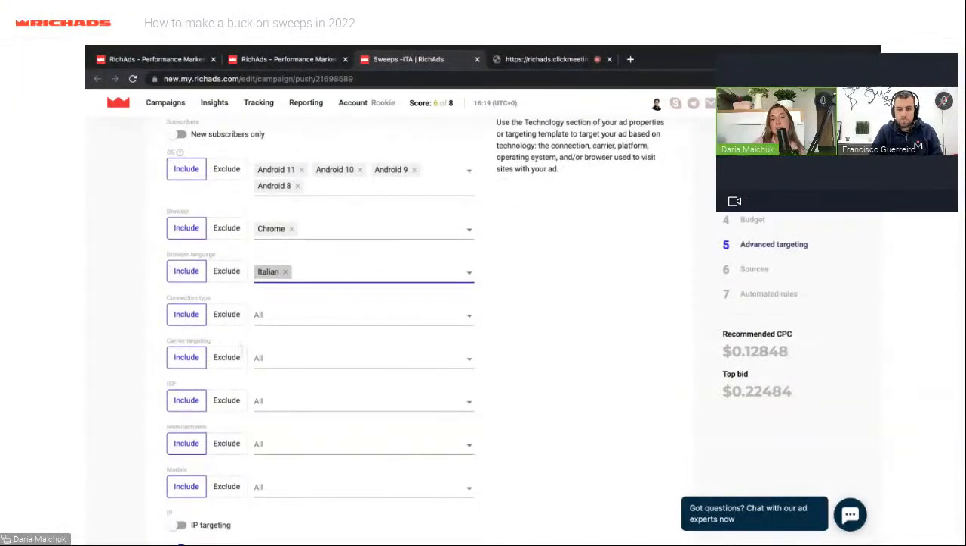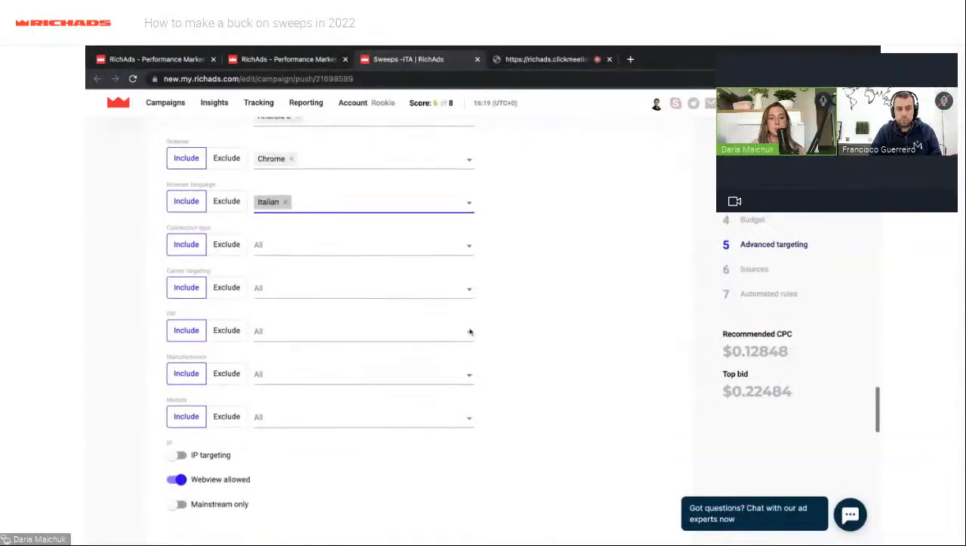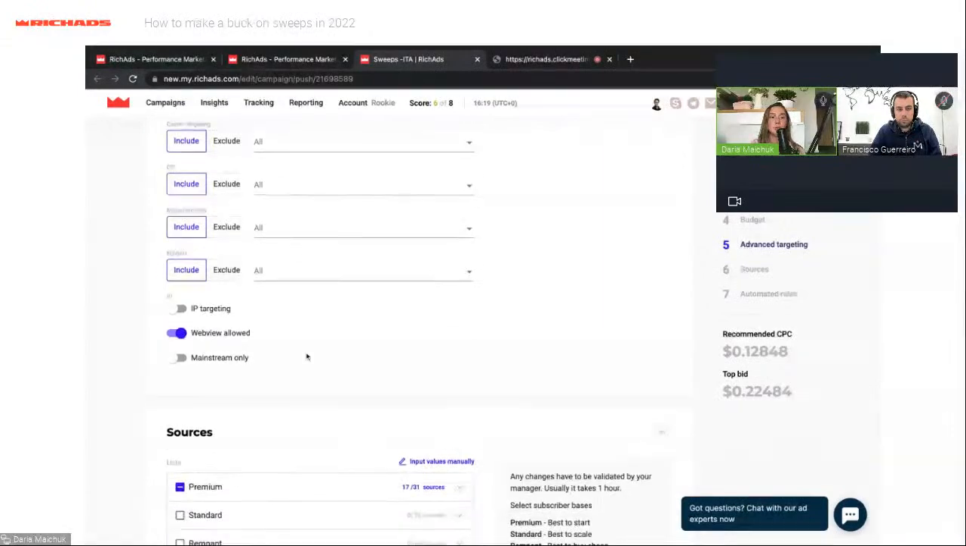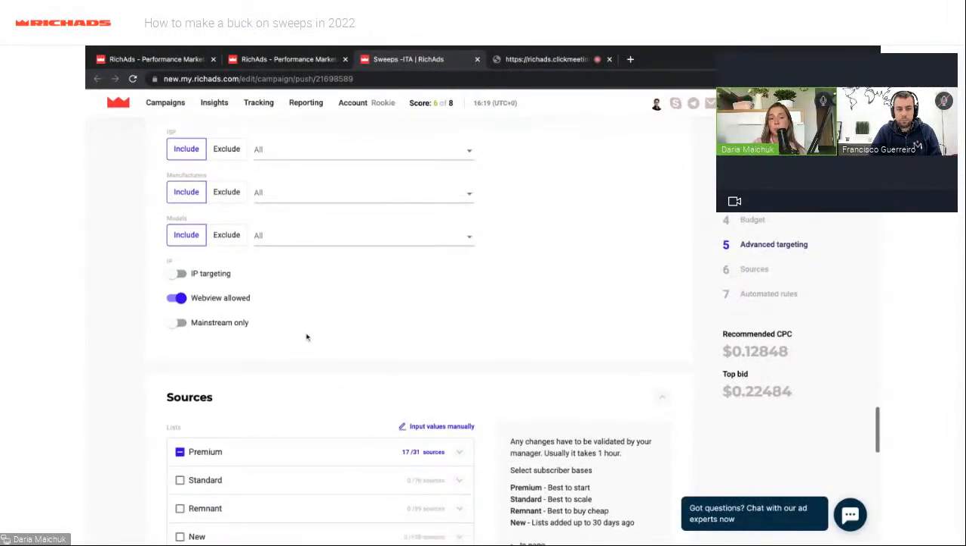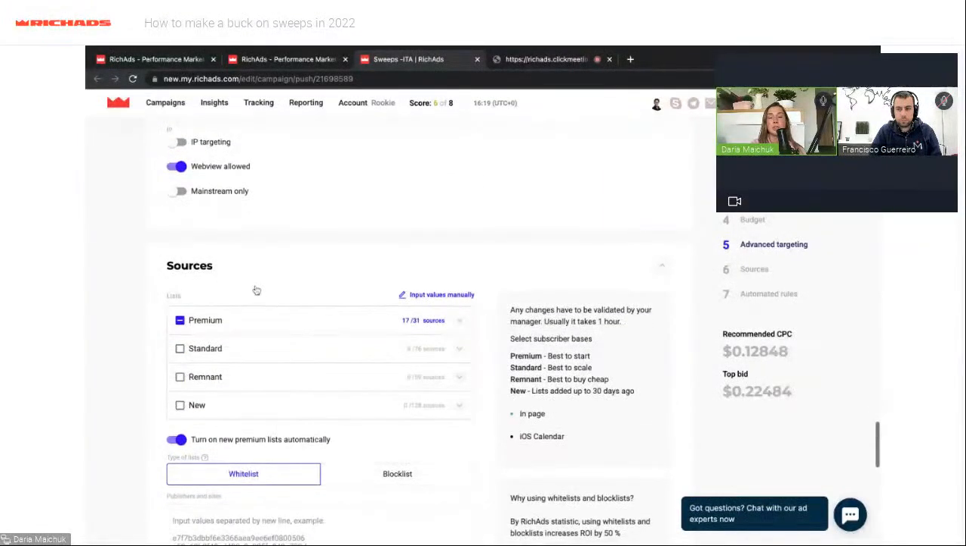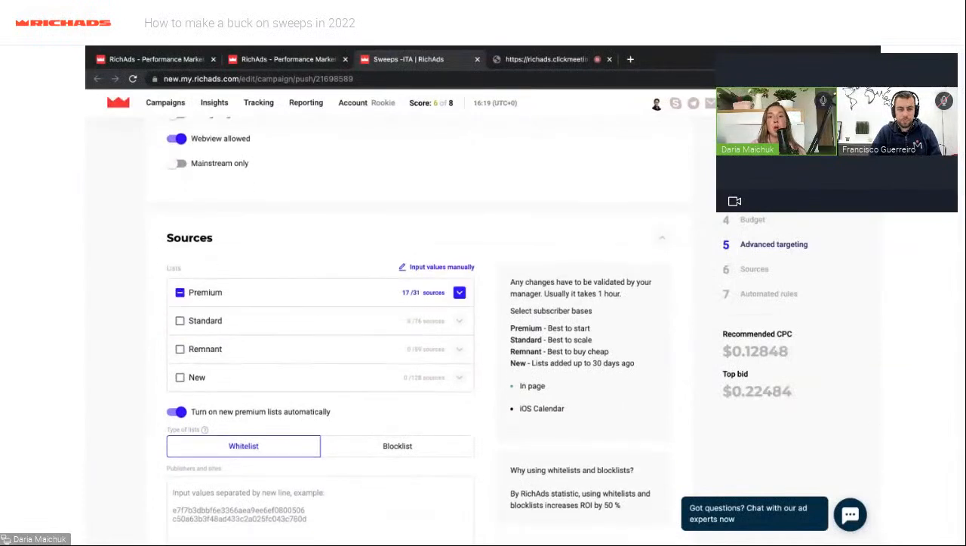We also have carrier targeting, as Francisco mentioned before, that we can have the targeting for carriers for some offers. We have targeting for web load, mainstream only, and I will tell you more about sources and the tools for optimization. It is really, really important.